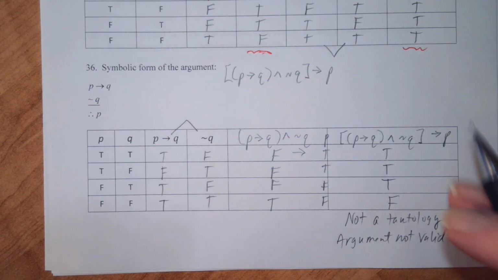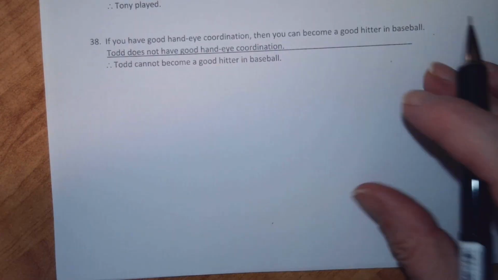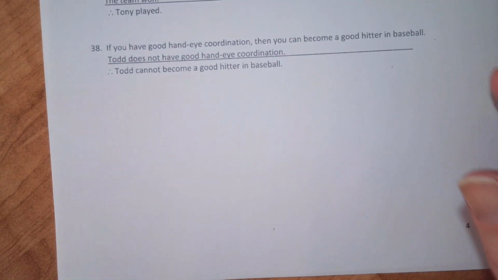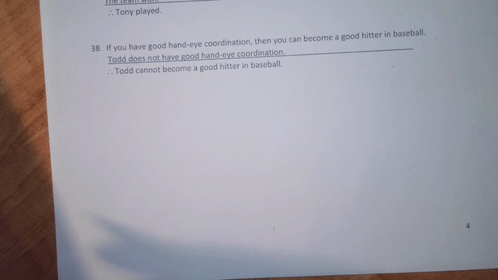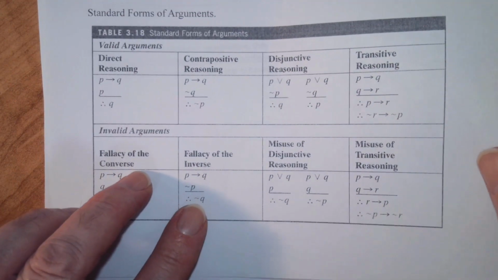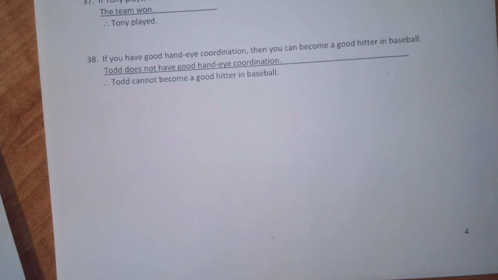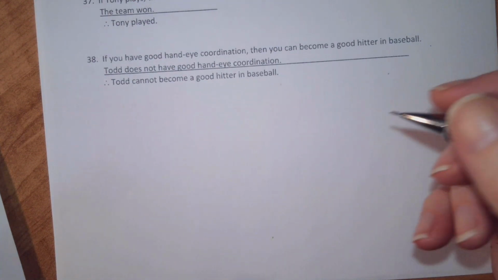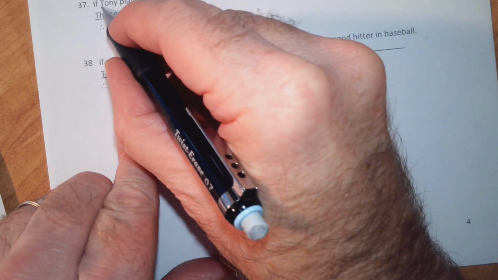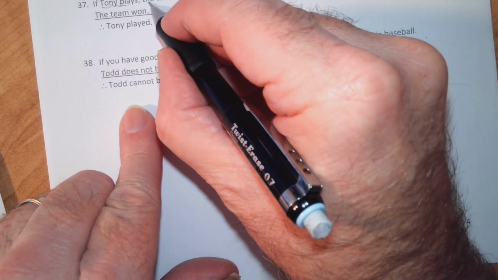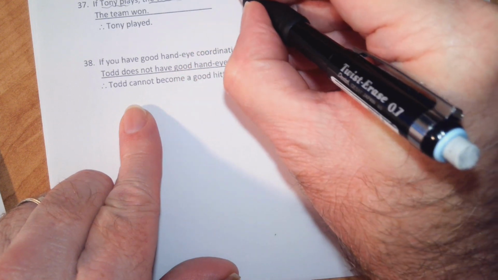All right, last problem, number 36. We can solve 37 and 38 using the same technique that we just did there, but we also have this table here that shows us the standard forms of arguments, and if these are any of these forms, we can see whether they're valid or invalid arguments. So we have Tony plays, we're going to call that P. The team wins, that's Q.